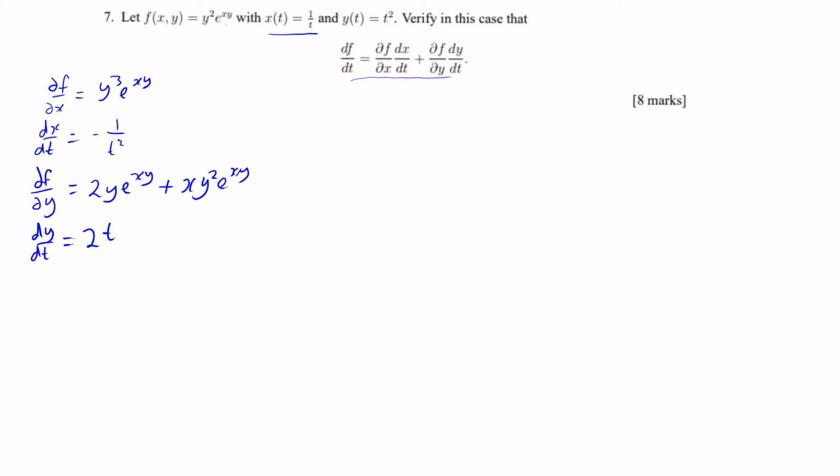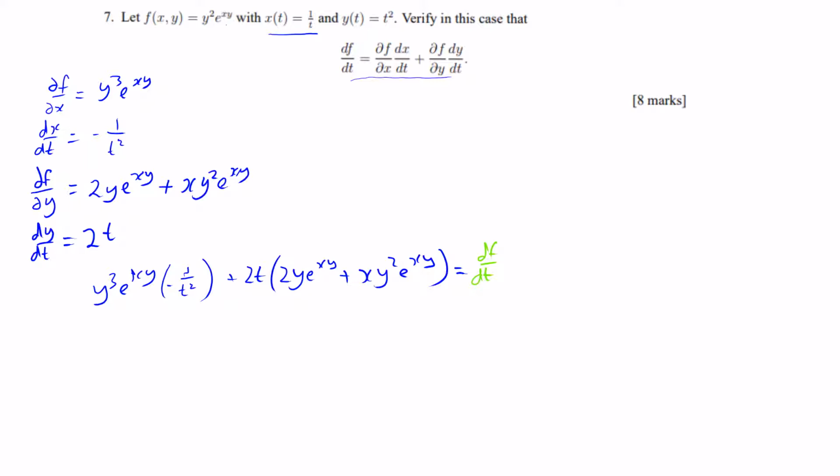So now we can come up with an expression for the full right hand side. So we have y cubed e to the xy times by negative 1 over t squared plus 2t lots of 2y e to the xy plus xy squared e to the xy. And that is equal to df by dt, which we haven't worked out what it is yet. So let's work out what that is.